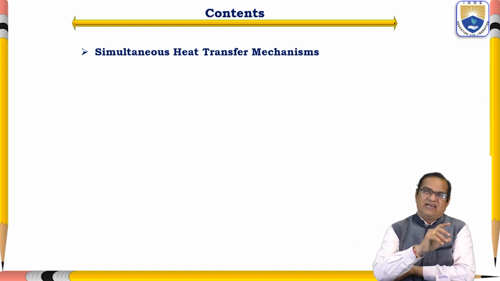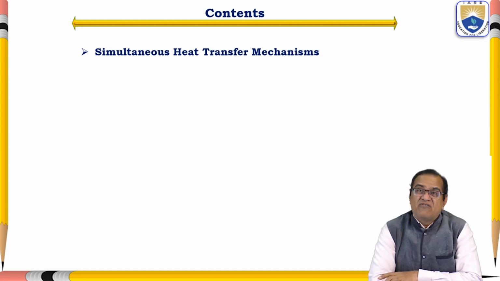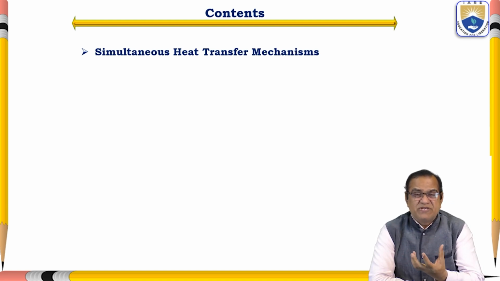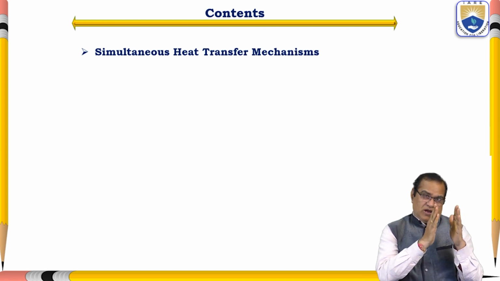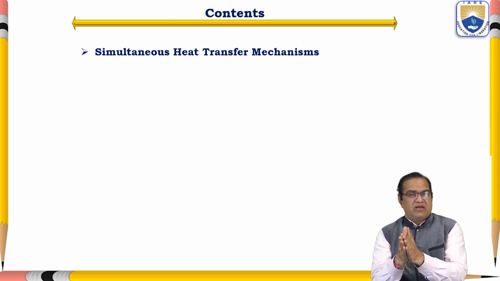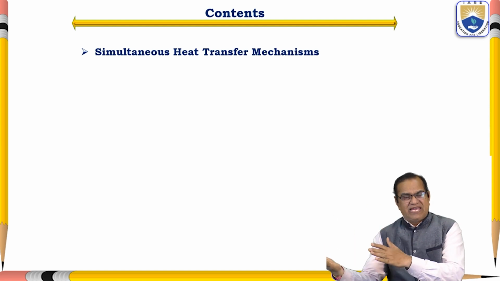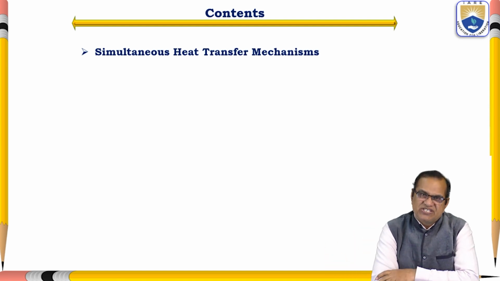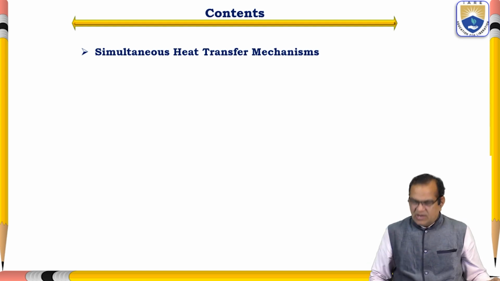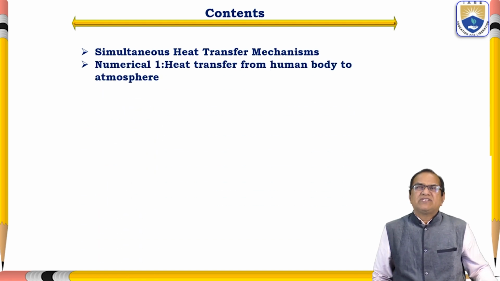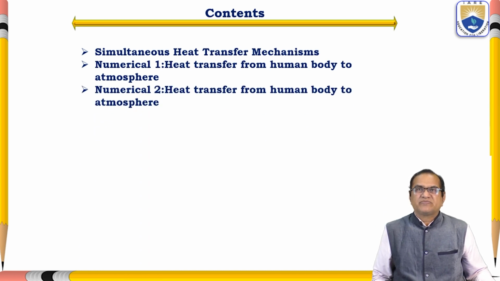Yesterday we saw the resistance of one solid piece, from the hot fluid to the metal, then from the metal to the air. Like this we have seen the resistance method. Now we will do another thing with a simultaneous heat transfer mechanism. Then we will see the numerical: heat transfer from the human body to the atmosphere.